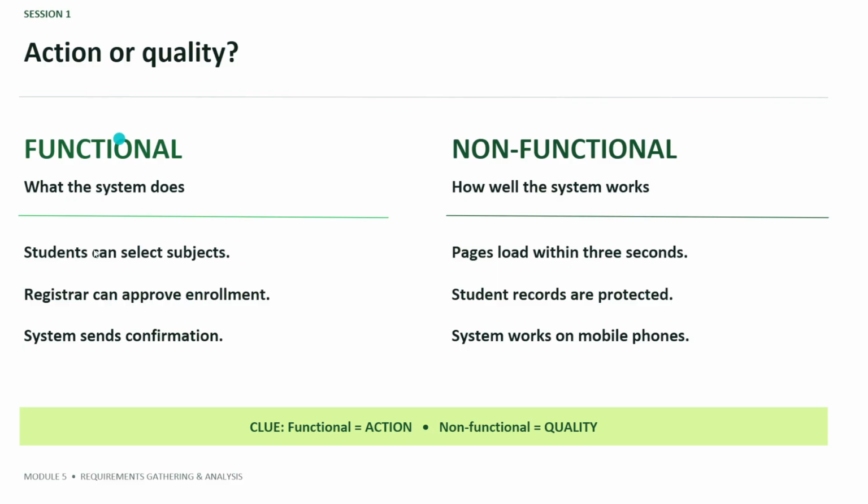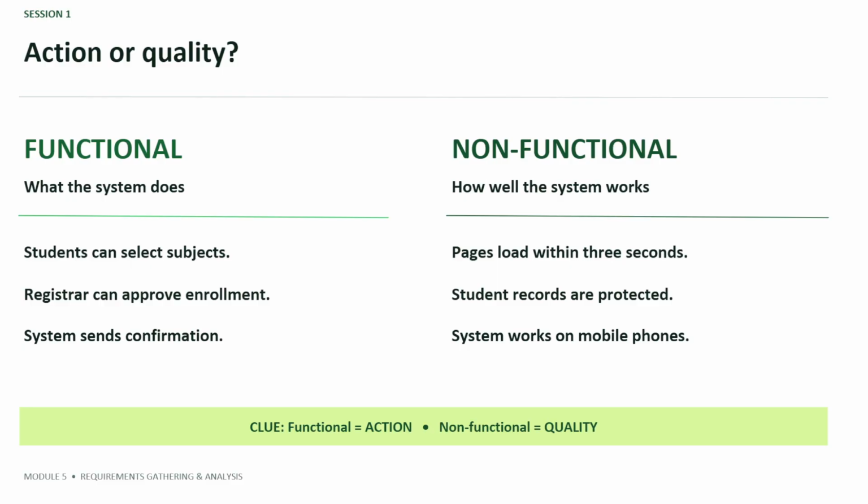In this example, from a functional requirement, we have registrar can approve enrollment. Student records are protected once we actually approve an enrollment. You can actually put different types of non-functional requirements for each functional requirement here. But in this one, as long as it makes sense, it's fine. System sends confirmation for functional, and then system works on mobile phones as well when we actually do the specific feature. Okay, those are the things that we need to remember or differentiate between functional and non-functional requirements.